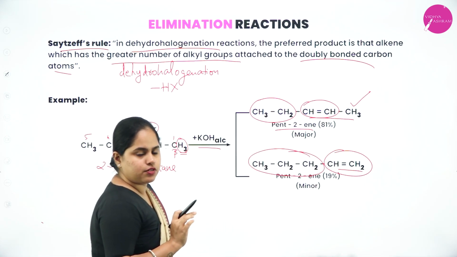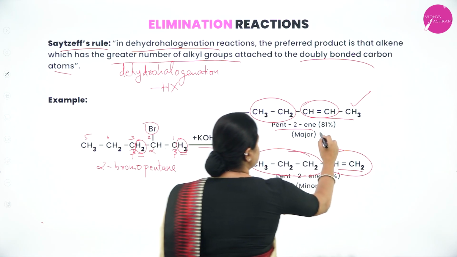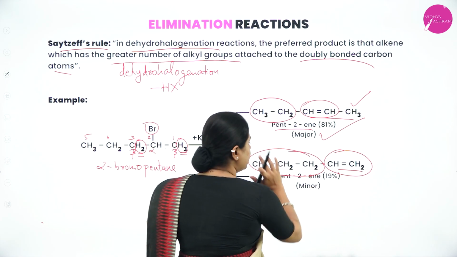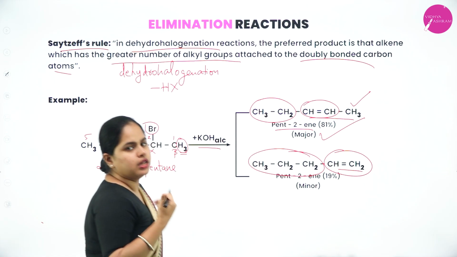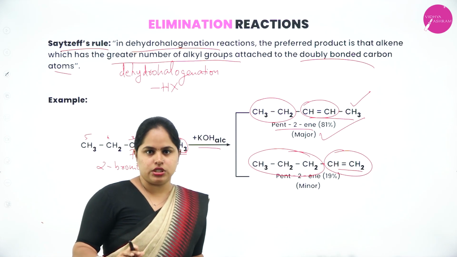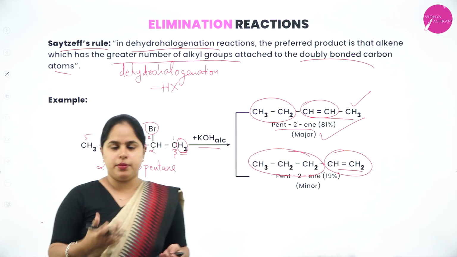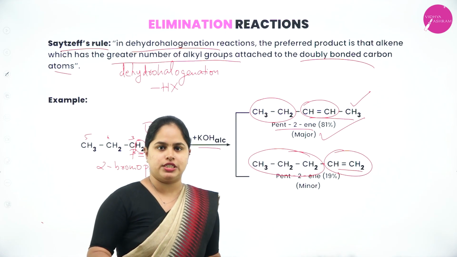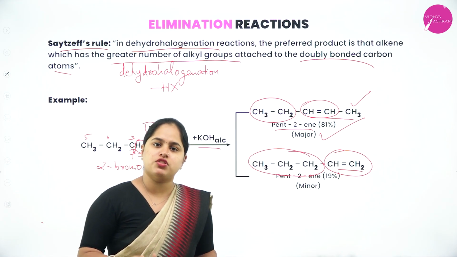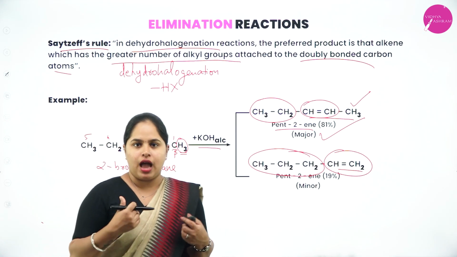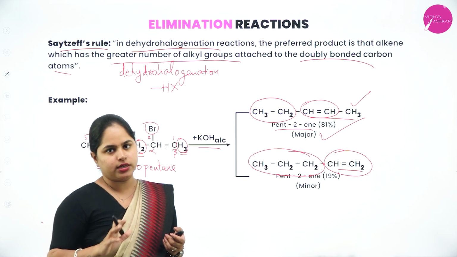So, according to the CBSE rule, which will be the major product? Of course, this will be the major product because 2 alkyl groups you are getting here, and here only 1 alkyl group. So, based on that, you can decide if more than 1 beta hydrogen is present. So, this is about elimination reaction, that is beta elimination or dehydrohalogenation reaction. The CBSE rule is a very, very important statement, as well as how to apply it and identify which is the major product.